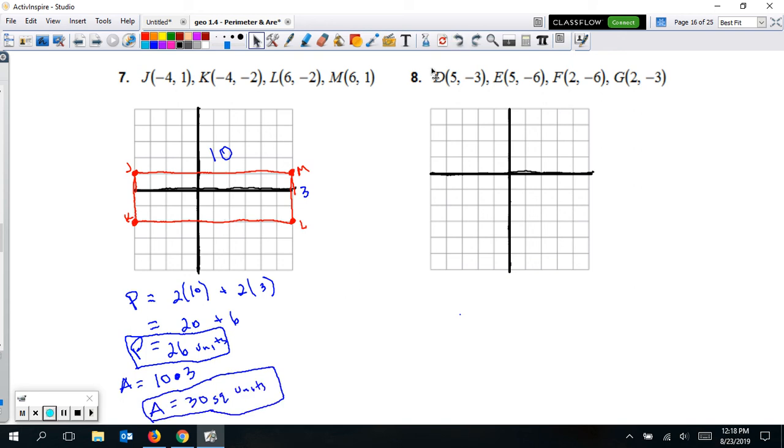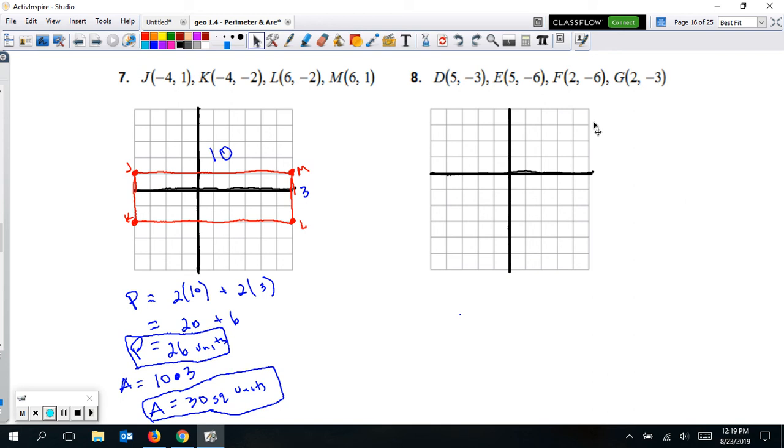All right, number 8, go ahead and plot D, E, F, and G on this coordinate plane. Make sure you draw your coordinate plane the way I have it so everything fits on there correctly. And each box is worth 1 unit. So make sure you plot them and then go ahead and play the video again.